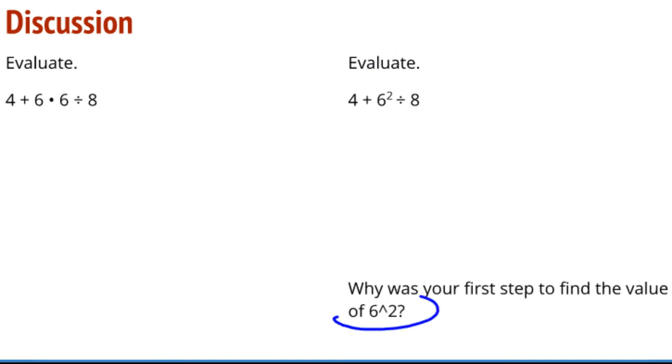So first step, why was it 6 raised to the power of 2? Because the order of operations says do the exponents first. Why the exponents? The exponents are a more powerful form of multiplication.